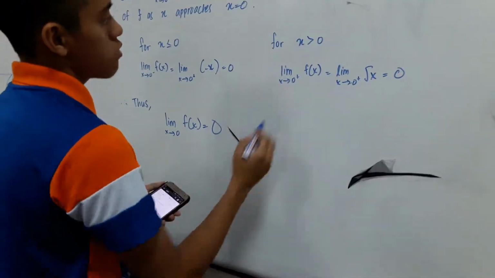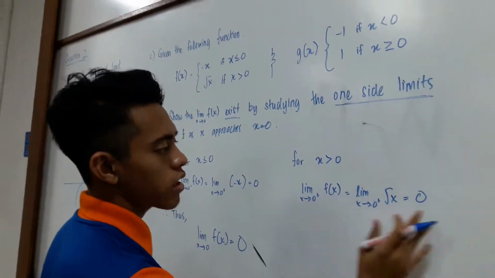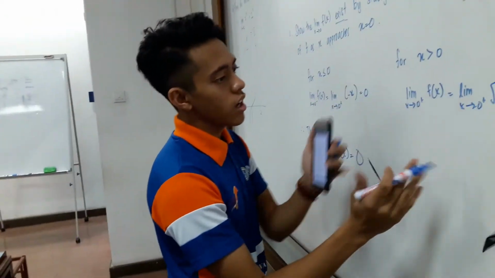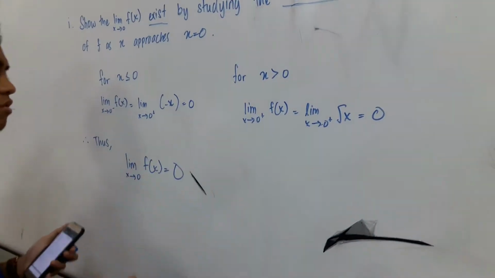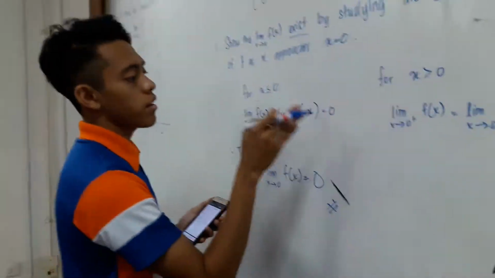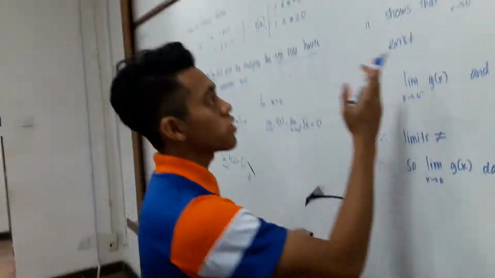Same goes to the other condition, which is x is larger than 0. We substitute 0 into this, then we get 0. So by this, we can conclude that the first condition and the second condition give the same answer. The final result is the same, which is 0. Thus, the limit of f(x) as x approaches 0 is 0. Then, since this one is the same, we can conclude it. So number 2 shows that limit d(x).